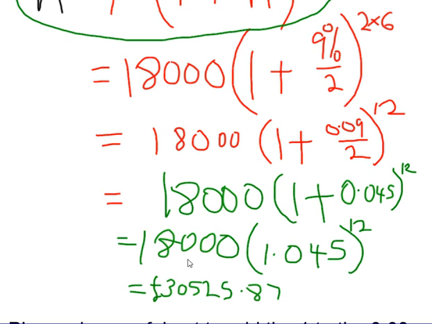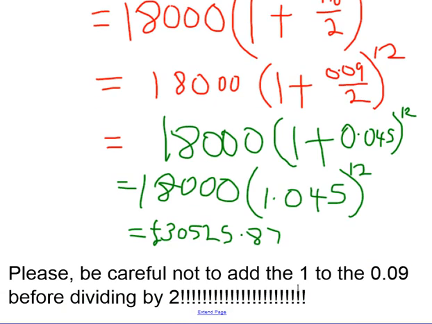Now however, you need to be careful that when you're doing compound interest, please do not add the 1 to the 0.09 before dividing by 2. You should make sure that you don't add this 1 to this number here before you divide by 2. You have to divide this first before you add 1 to it, and then you raise it to the power there.